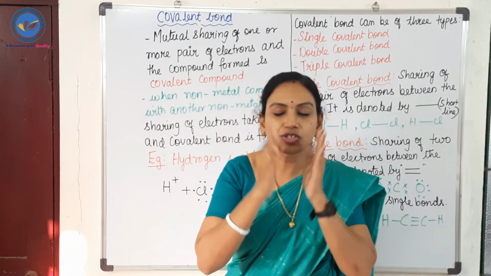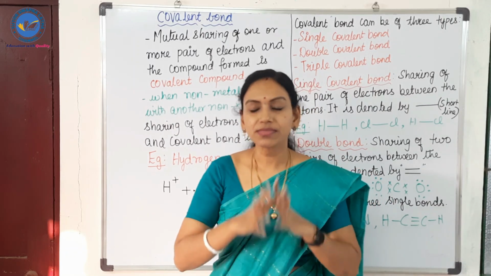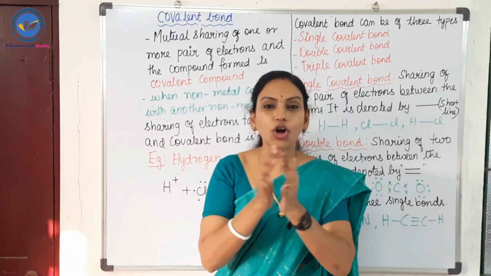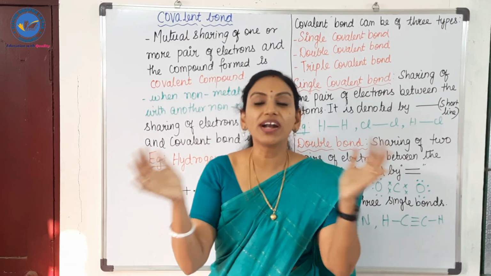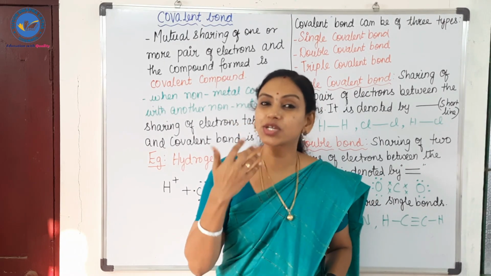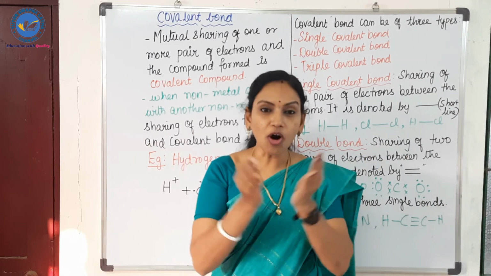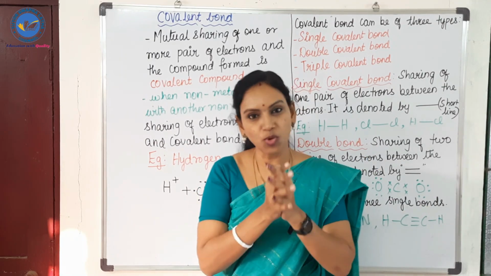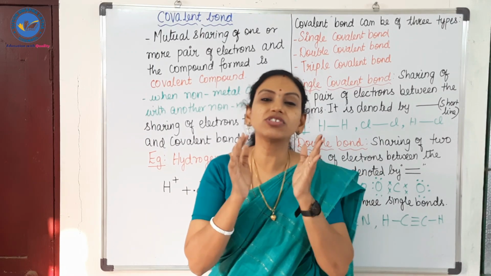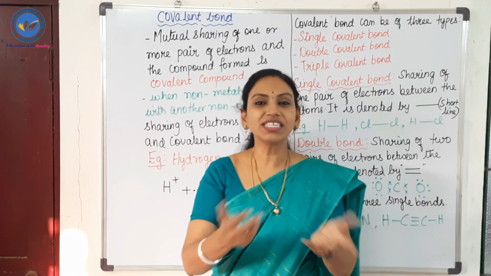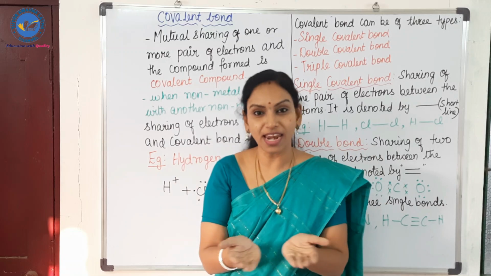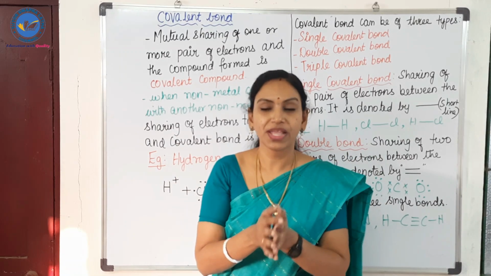Now today's topic is covalent bond. What is covalent bond? Co means joint. Like coordination, we normally say coordination. Co means two of them join together to do some work. What are they joining for? They are joining to share their valency. What is valency? The number of outermost electrons, or valence electrons, is its valency.